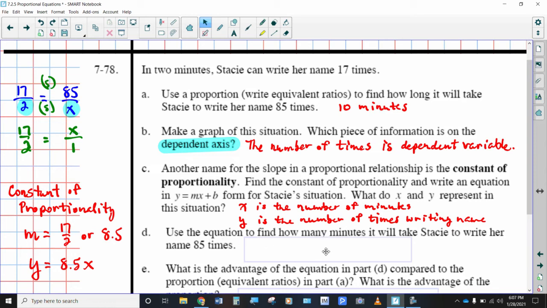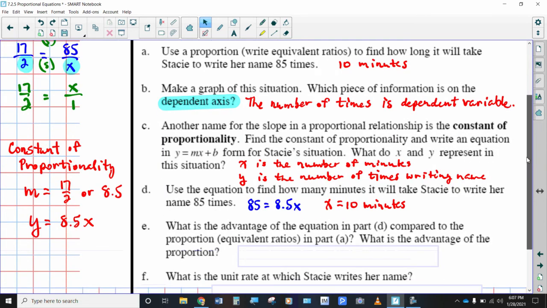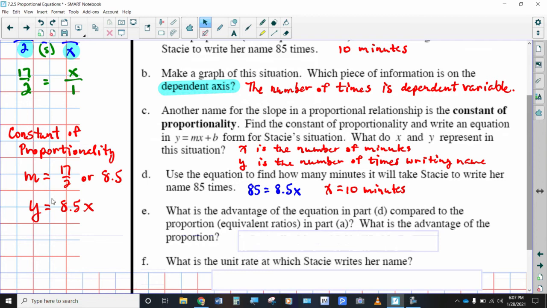So use the equation to find out how many minutes it will take Stacy to write her name 85 times. So in this case, 85 times, the number of times she's writing her name goes in place of the y, and we will solve for x by taking 85 and dividing it by 8.5 to get what x is, and x ends up being equal to 10. And then, of course, check it by saying 10 times 8.5 is 85. Yes, it is. We know we've got it correct.